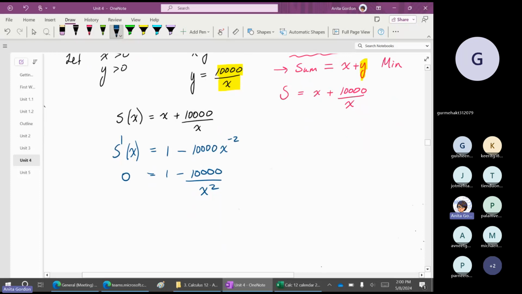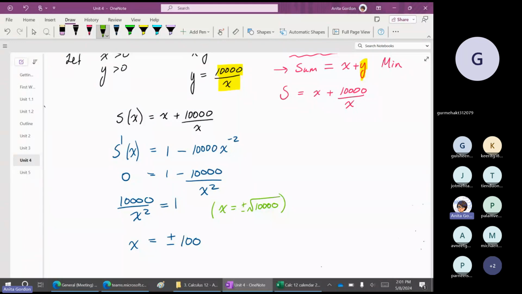What do I do next? Or just subtract the negative so you get positive. 10,000 over x squared must be equal to 1. So that means x must equal 100. Yes, good catch. Positive or negative 100, right? And for the people who are confused, what I did here is x equals positive or negative the square root of 10,000.